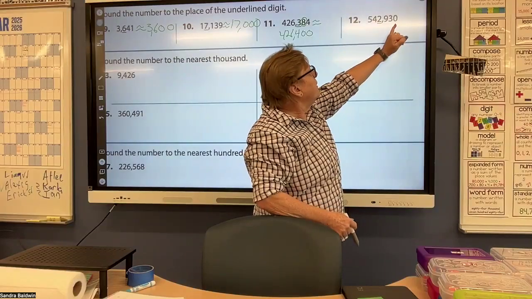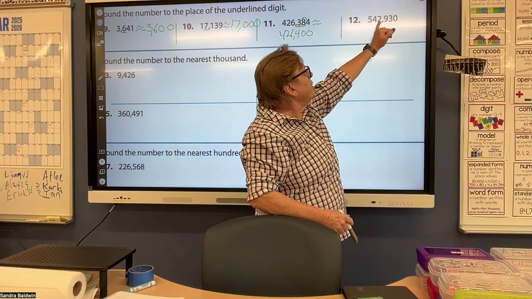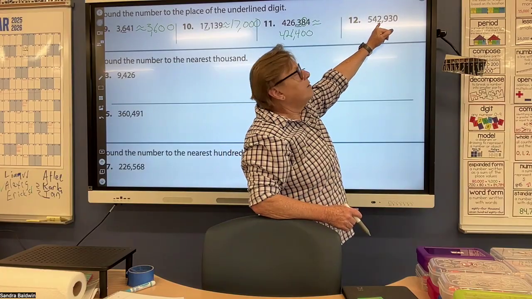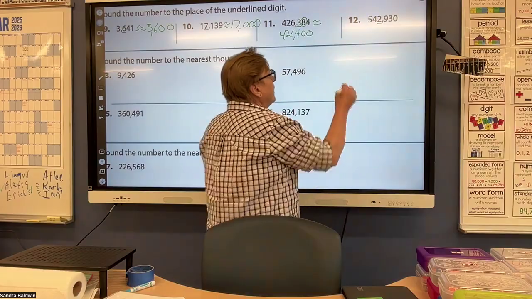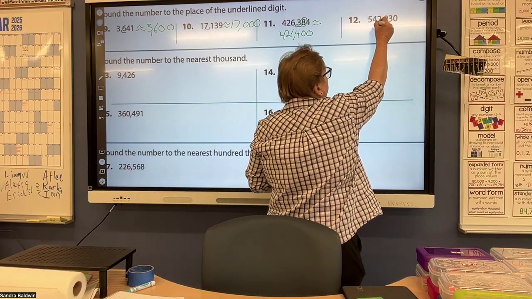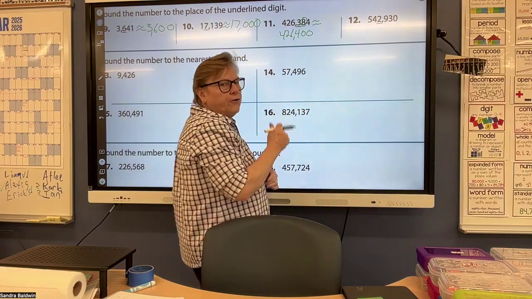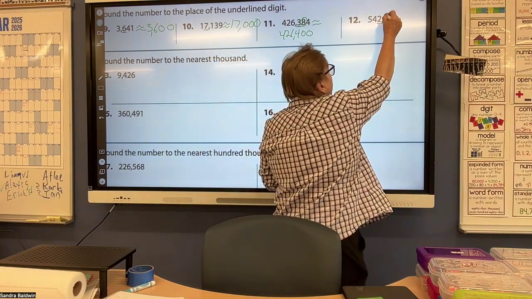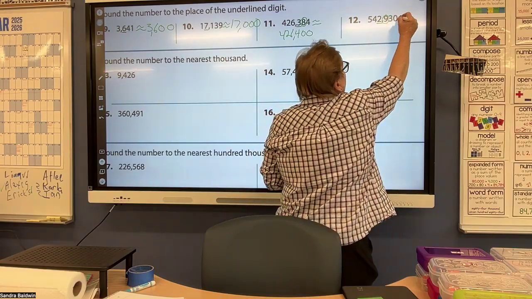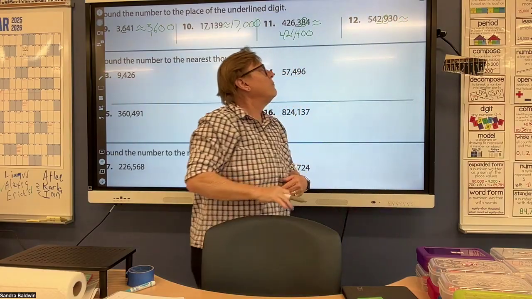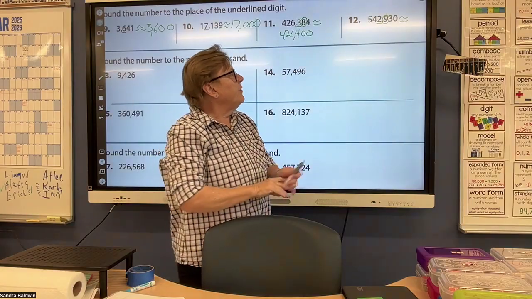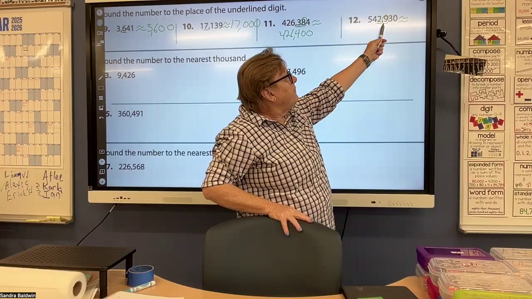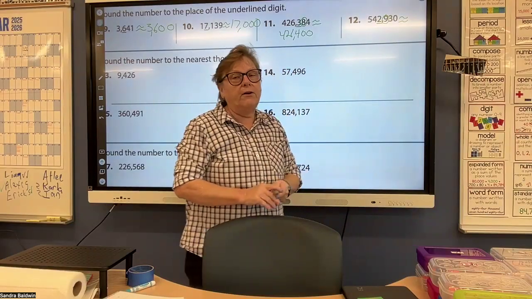For number 12, the digit that is underlined is 2. 2 is in the ones, tens, hundreds, thousands place. So we are going to round to the nearest 1,000. So we underline that place, which is 2. We draw a circle to its right next door neighbor, which is 9. We put our rounds to sign. Then we say, well, the number we circled, is that greater than or equal to 5? 9 is greater than 5.